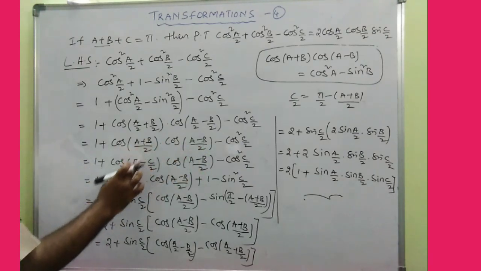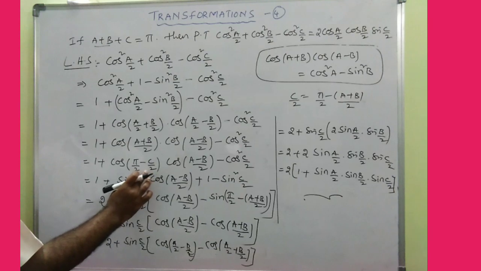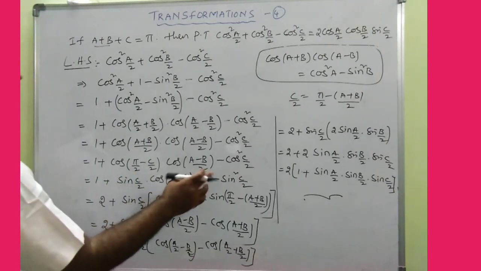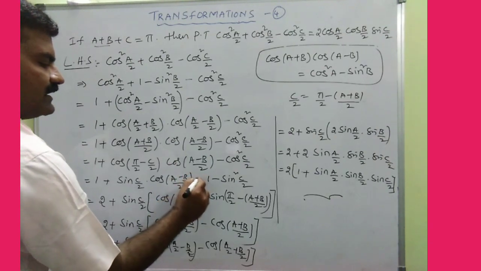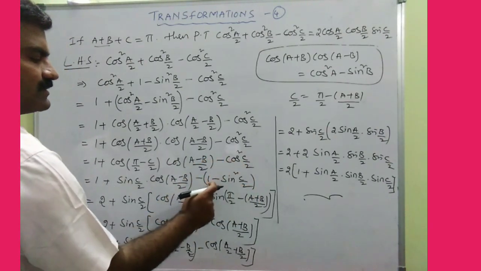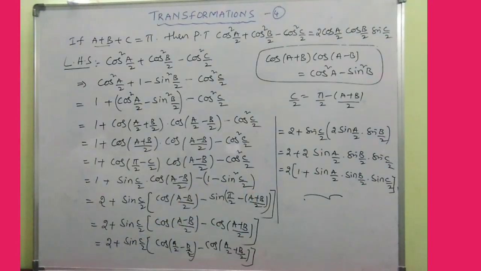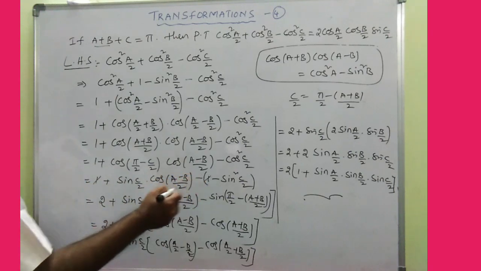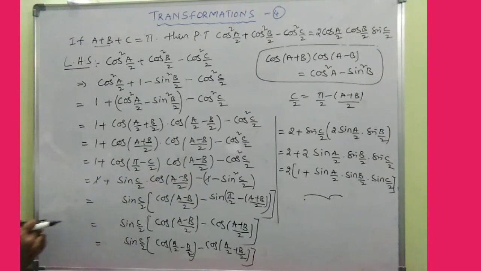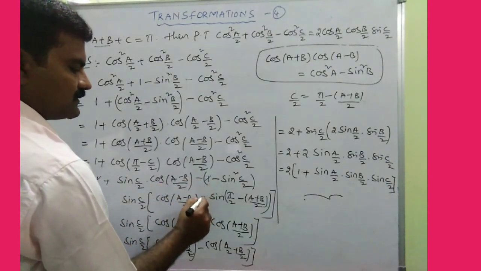Once again A plus B by 2 I can write as 90 minus C by 2, which is nothing but sin C by 2. And this time, minus of cos square C by 2 is nothing but 1 minus sin square C by 2. Now this 1 and this minus 1 get cancelled, hence no more 2 here, and this is minus of minus, plus.